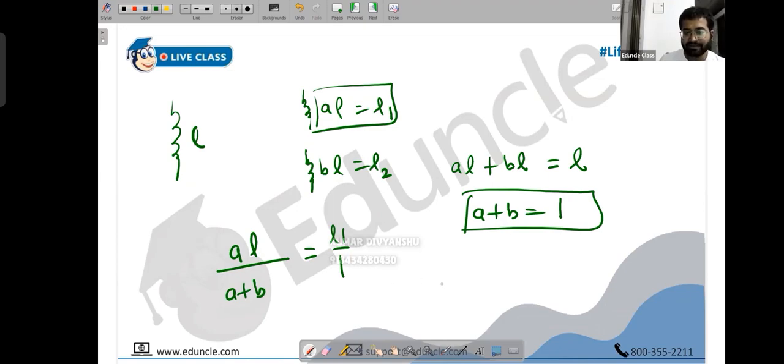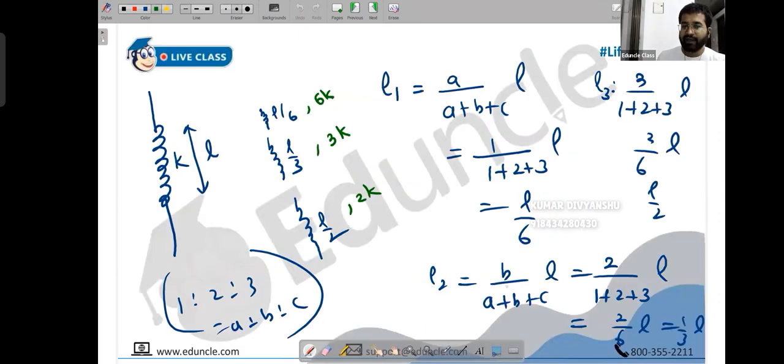Similarly, what will be L2? B L upon A plus B. This will be L2. Take the ratio. Okay, B L upon A plus B, that will be L2. Similarly, if you have 3, then you have A upon A plus B plus C, B upon A plus B plus C, and then C upon A plus B plus C. If you have 4, then you can just proceed that way.